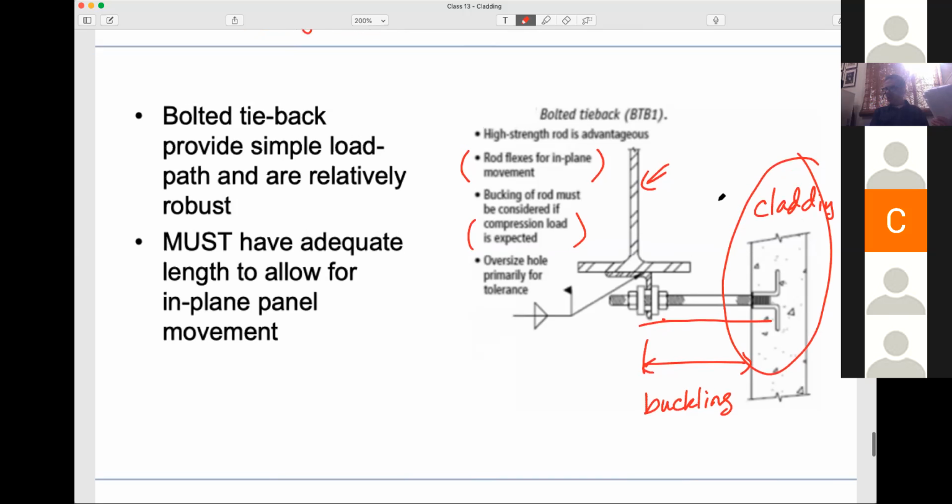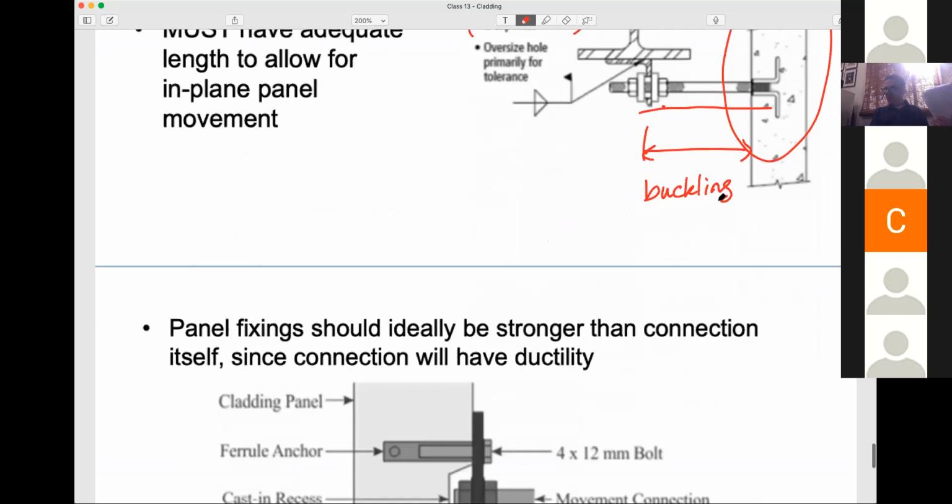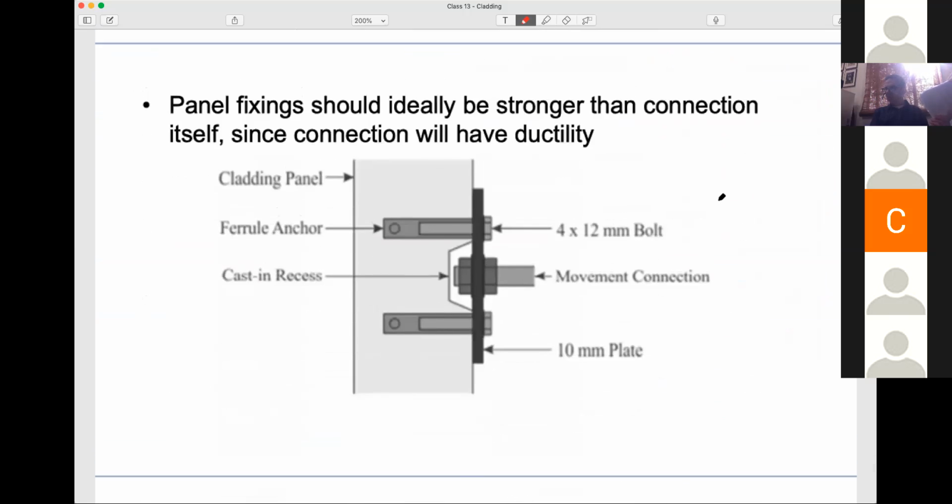So there's another look at a bolted tieback. And then here, from a panel fixing point of view, the way that it's anchored, we had looked at those about the pullout, just the cone pullout. One way to distribute the load is to have two anchor points and then a cast-in recess, leaving you the ability for this thing to move a little bit freely without causing damage in the cladding.